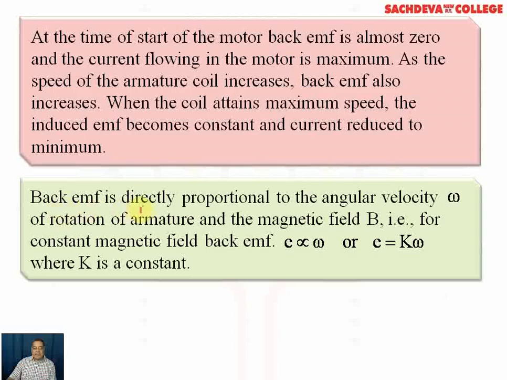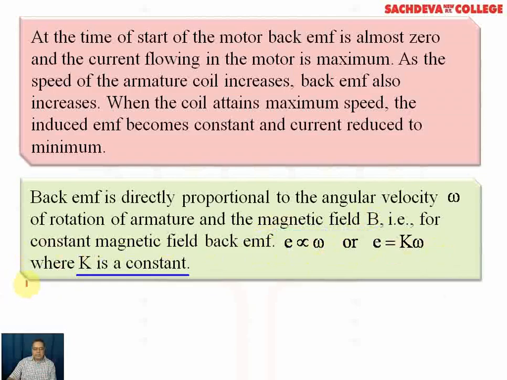Back EMF is directly proportional to angular velocity omega. When we use this term omega, omega will be either v over r, that is linear velocity divided by radius of rotation, or it can be replaced by 2 pi n, where n must be small and is the frequency of rotation, or otherwise omega can be replaced by 2 pi over T. So omega is either v over r, or 2 pi n, or 2 pi by T. Omega is basically the angular velocity of rotation of the armature, and for a constant magnetic field B, back EMF E is proportional to omega, or E is equal to K omega.